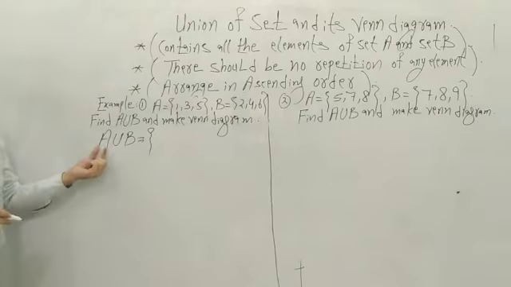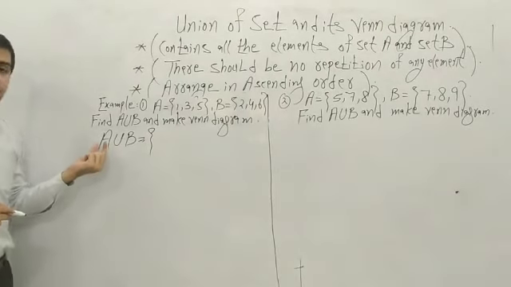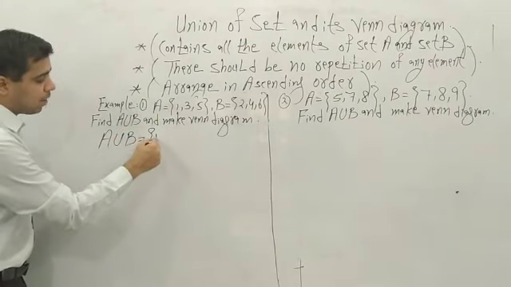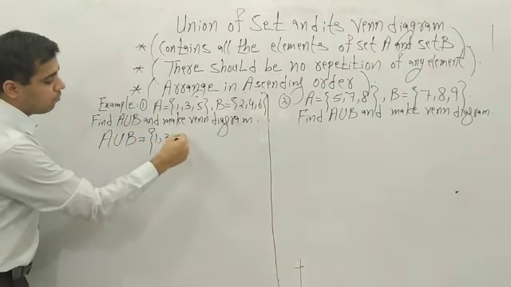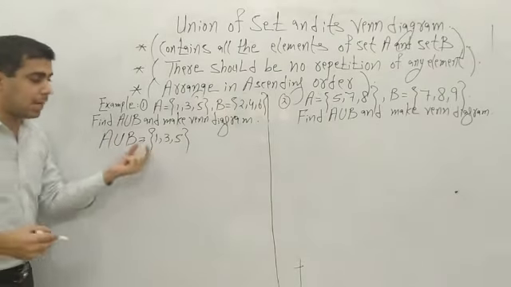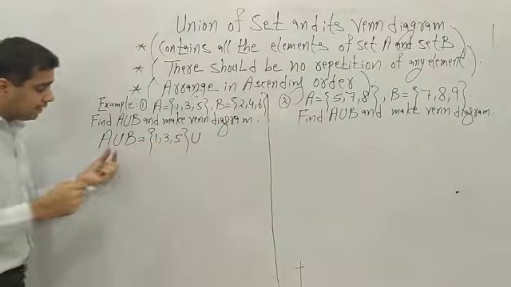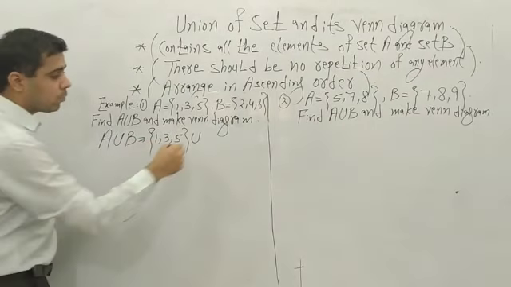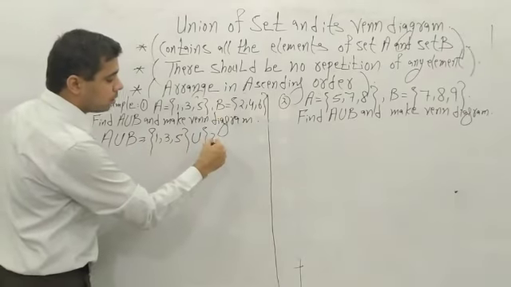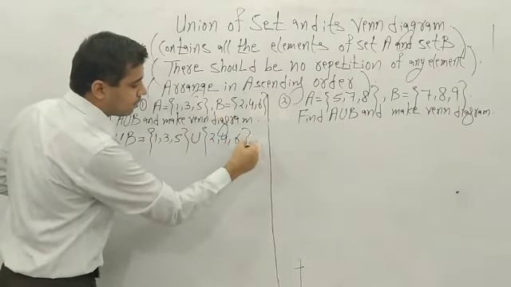What is the first set that is given here? The name of the first set given here is set A. So we will write the elements of A: 1, 3, 5. Then there is the sign of union, so we will put the sign of union. Then there is set B, so we will write the elements of set B. The elements of set B are 2, 4, 6.